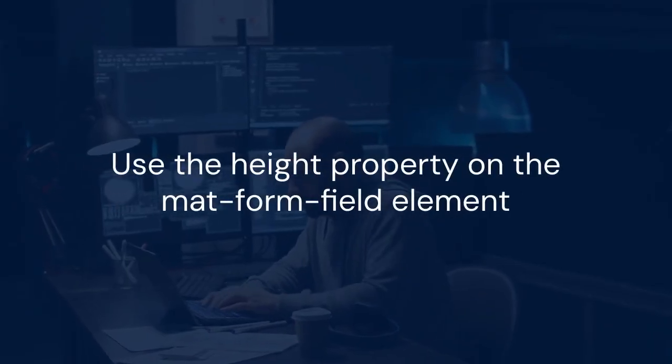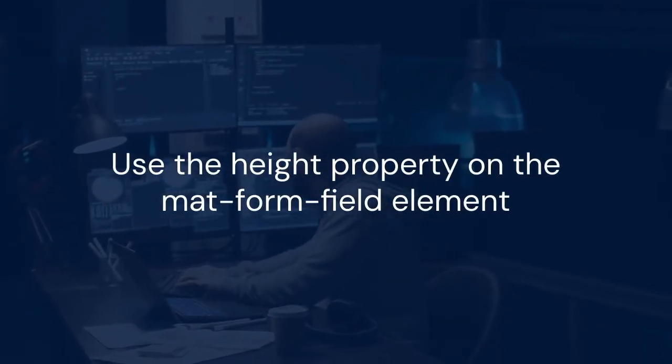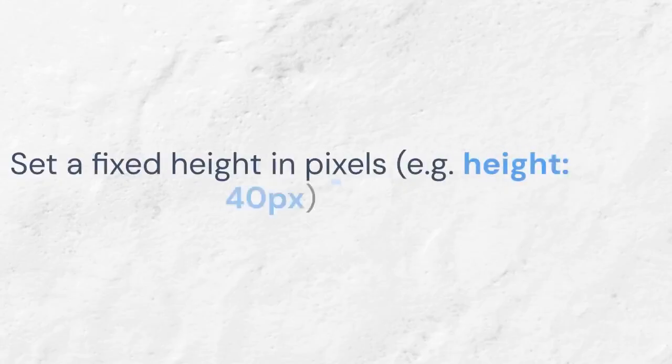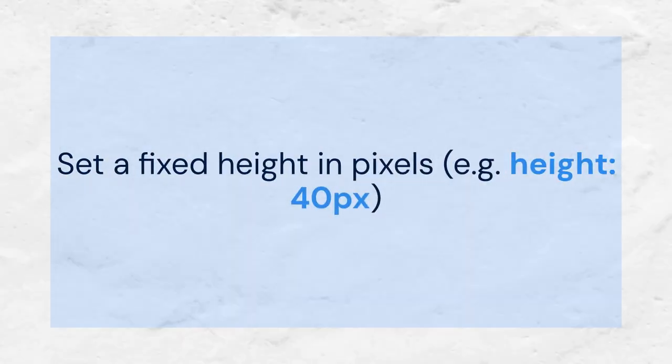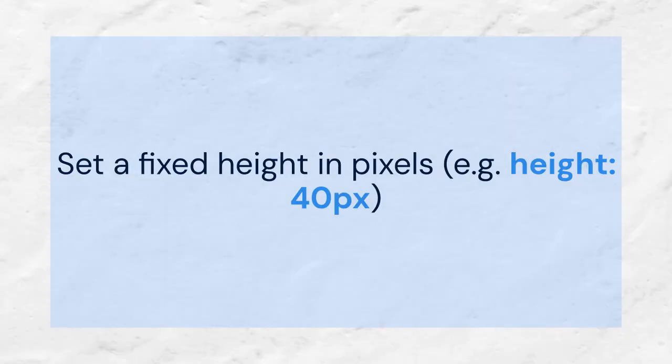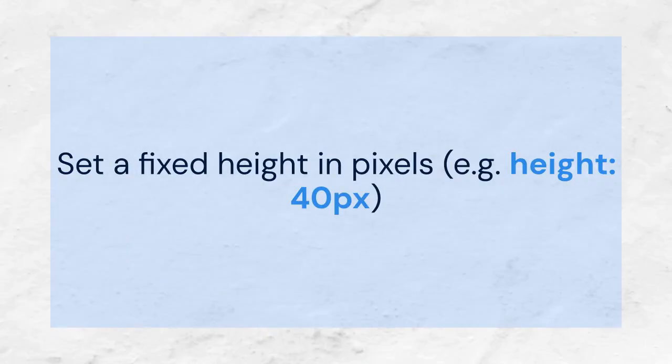One simple approach is to use the height property directly on the mat-form-field element. You can set a fixed height in pixels, like height: 40px. This is a straightforward solution for simple cases. However, be careful. This can sometimes cause the input text to overflow or look cramped if the height is too small.